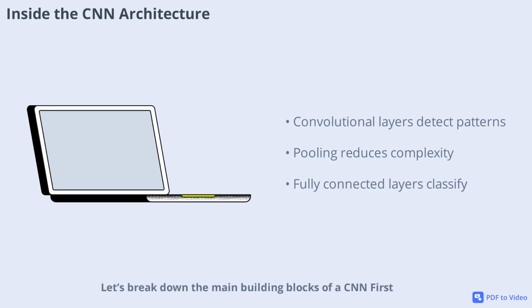Let's break down the main building blocks of a CNN. First, convolutional layers act as feature detectors, applying filters to the input image to create feature maps that highlight where certain patterns occur. Next, pooling layers downsample these feature maps, reducing the amount of data and helping the network focus on the most important features. This not only makes computation more efficient but also provides some translation invariance, so the network can recognize objects even if they move slightly. After several convolution and pooling layers, fully connected layers combine all the learned features to make the final classification. Activation functions like ReLU introduce nonlinearity, enabling the network to learn complex patterns. Together, these components allow CNNs to transform raw pixels into meaningful insights.